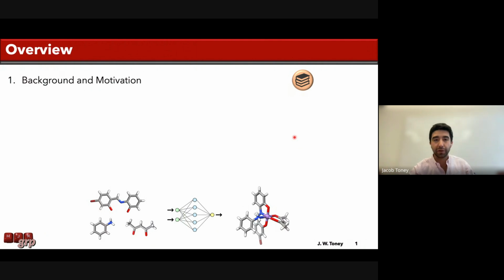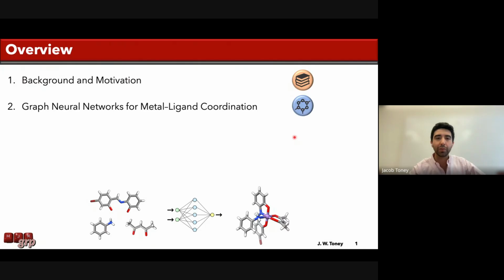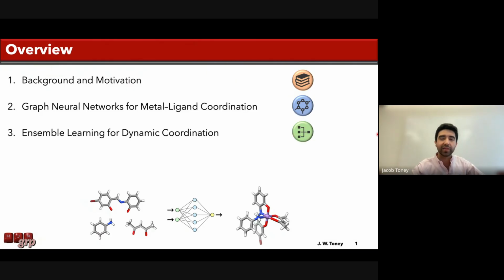So I'll start off with a background, of course, just setting the stage a little bit and motivating the problem. I'll move on to talking about a previous publication from last year on graph neural networks for predicting metal-ligand coordination, which is just how does a transition metal bind to organic molecules, which we refer to as ligands. Then I'll move on to relaxing some assumptions that we made in the initial work, where we leveraged some ensemble learning to study dynamic coordination modes, like how does this bonding change over the course of a reaction.